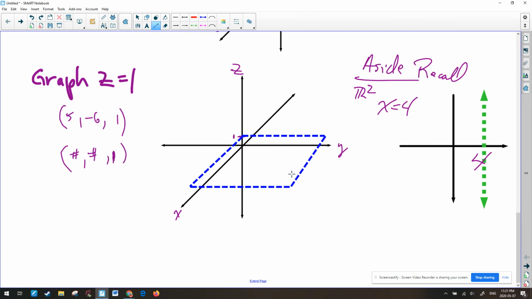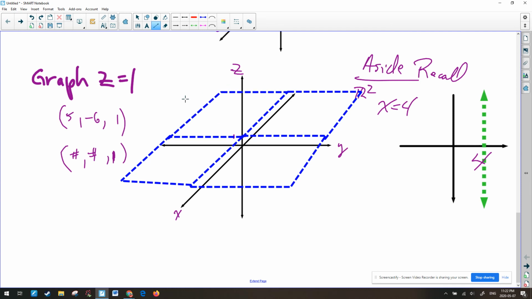So that's not really as parallel as it should be, but whatever. Right, so you get the idea that what we have here is a plane that is hovering just above the xy plane, but parallel to it. That one wasn't very good. Whatever. Right, so here we have the plane that's parallel to the xy plane, right? And so that is z equals 1.